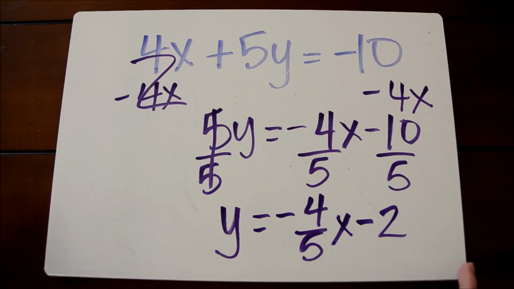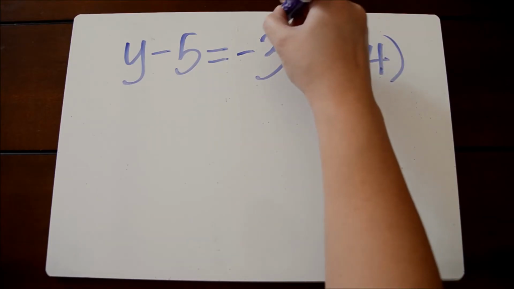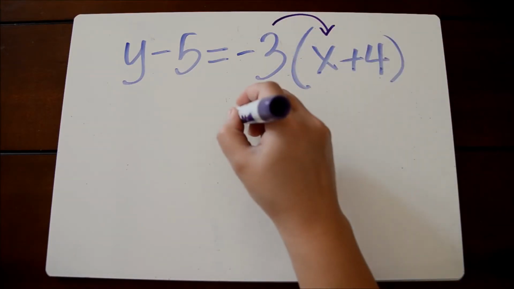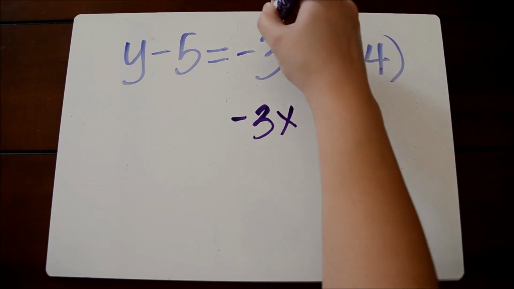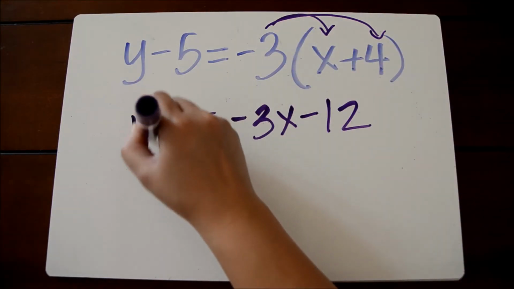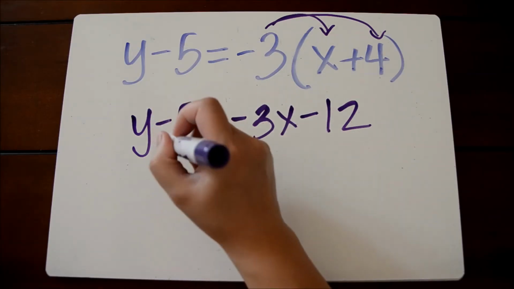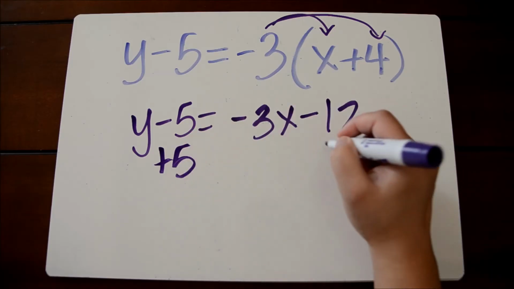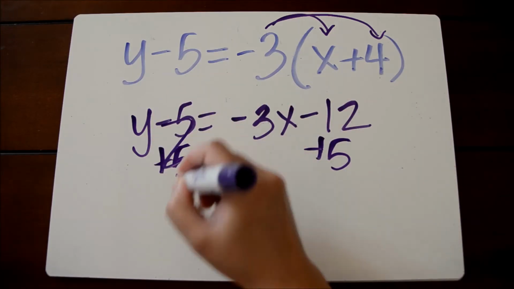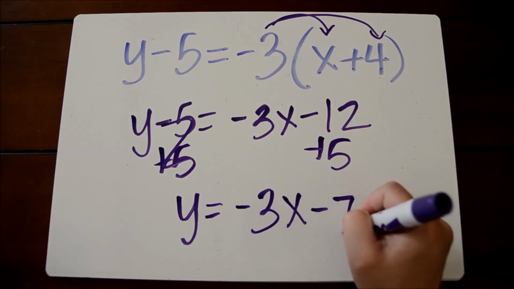Let's take a look at one more example. Here we have another example written in point-slope form. So the first thing we're going to do is to distribute to undo the parentheses. So negative 3 times x is negative 3x, negative 3 times 4 is negative 12, and we'll just bring down the left-hand side. Now to get y by itself, we have to undo the minus 5 by adding 5. And our answer will be y is equal to negative 3x minus 7.